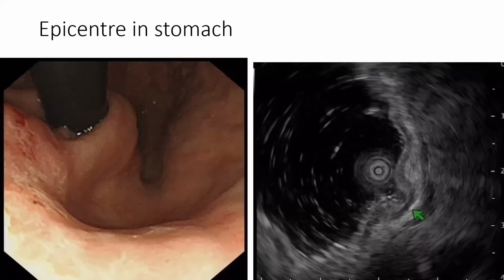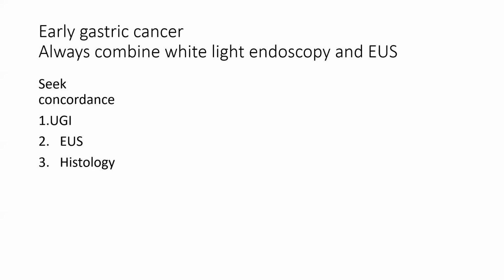Now I am seeing it. This is an irregular surface tumor. There is some sort of submucosal bulge. But for this same tumor, if I am going to do EUS, I will be able to do a better assessment by radial or linear. So in gastric cancer, always combine white light endoscopy and EUS.